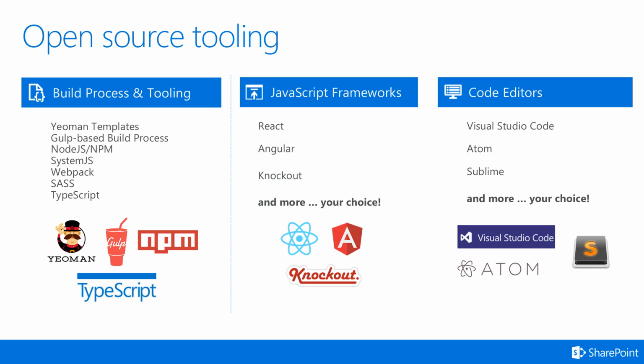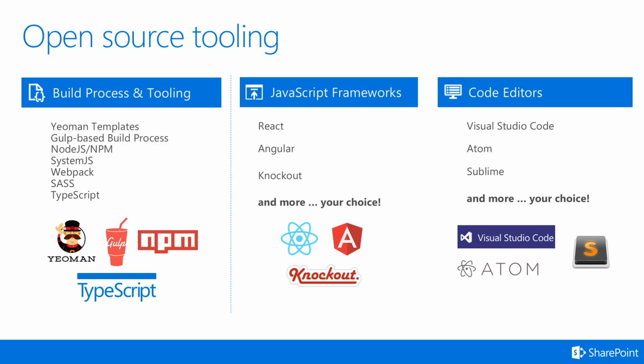SharePoint Framework is based on open source tooling. For the build processes and tooling, we are using Yeoman templates, which essentially scaffold your starting point for a SharePoint Framework solution. The build process is gulp-based. You're using Node.js and NPM as the engine, Node.js more as the serving engine, and NPM as the JavaScript package engine for getting those packages. Technically, you could use something else there as well. System.js and Webpack are being used, Sass is used for CSS, and then development actually happens in TypeScript.